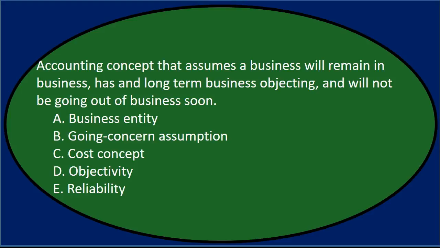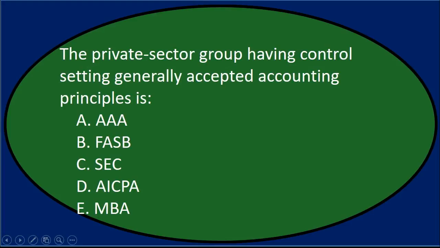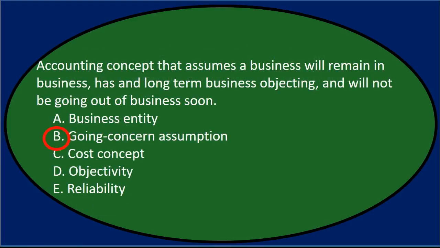One of those is that we're assuming, when we consider the financial statements, that the business will remain in business and has a long-term objective to be in business. We consider that the going concern assumption, which in this case is B, the going concern assumption. The business entity assumption typically means we're talking about a separate business entity. That is, of course, an important assumption that we have, but it's not the assumption we're looking for here.